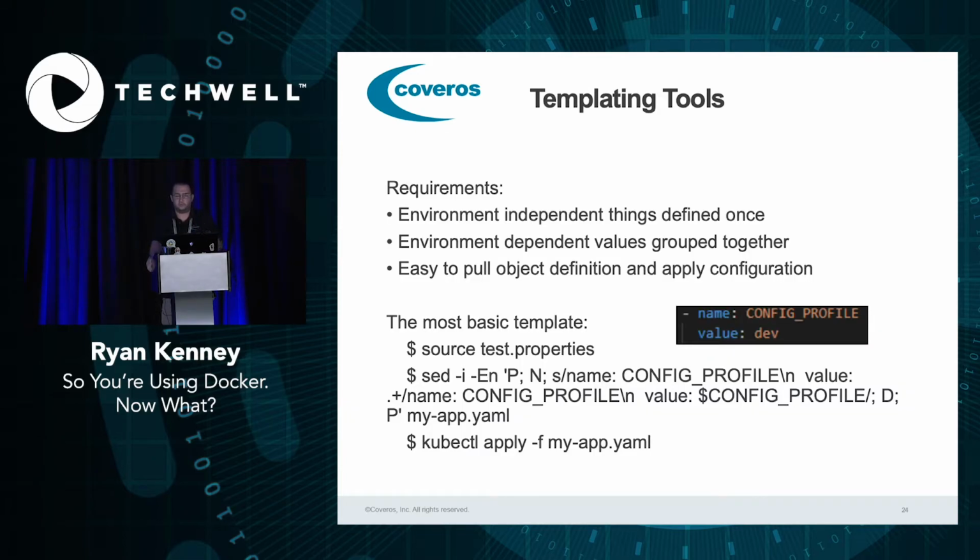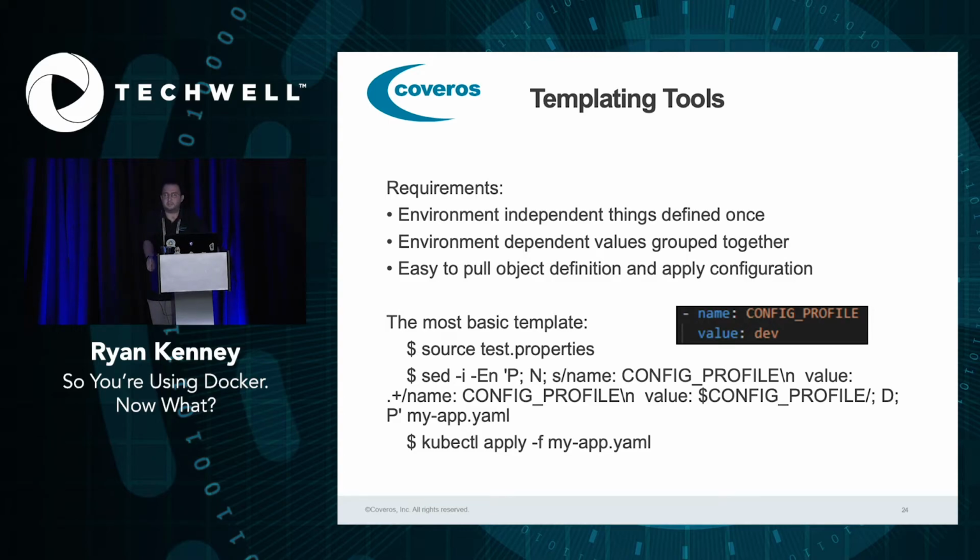The answer, of course, is that as software engineers, we know that we want some sort of abstraction. We want some sort of ability to template things. So what are our requirements for a templating tool in this particular case? We want to be able to define the environment-independent things only once. Again, that's going to be like 95% of the YAML file.